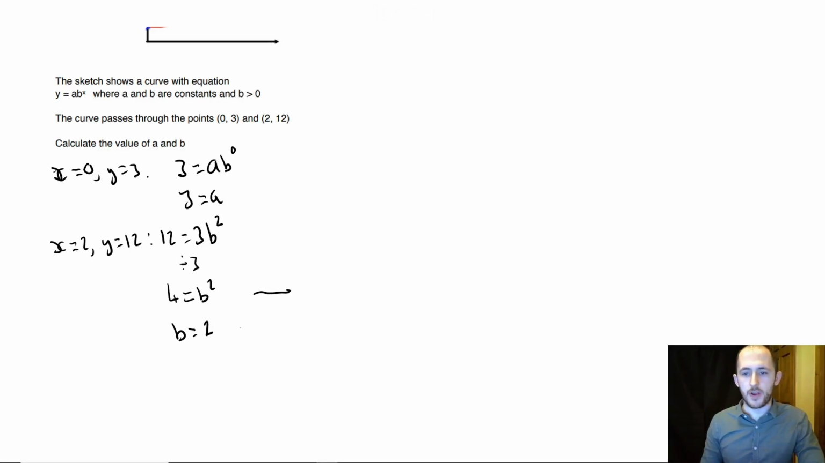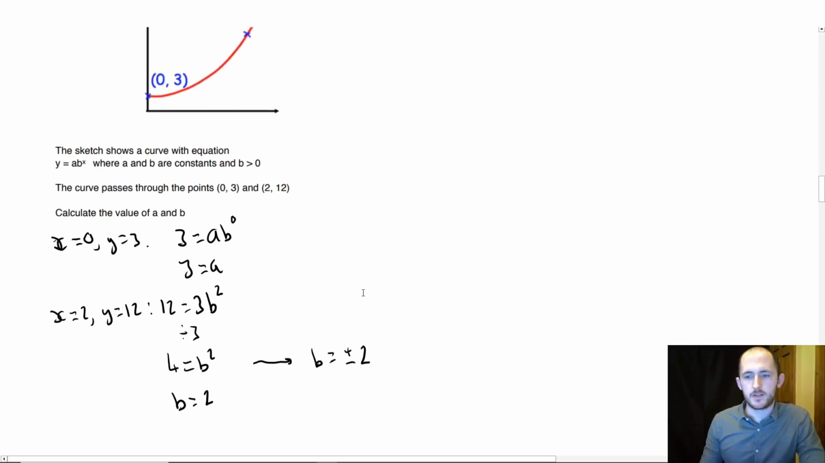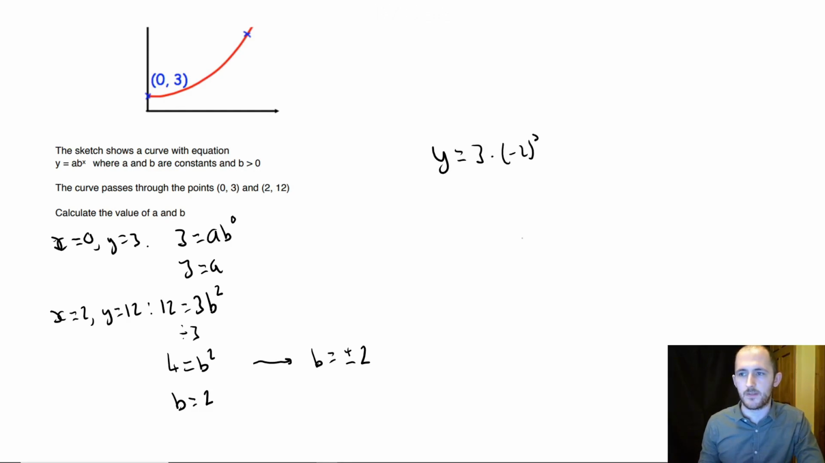Technically, when you square root a number, you get plus or minus 2, right? So why did I just write 2? Give me a second just to ruminate on that. If this was minus 2, the graph would look extremely weird, right? So let me write out. Let's say hypothetically it was minus 2, right? So we have 3 times minus 2 to the power of x.